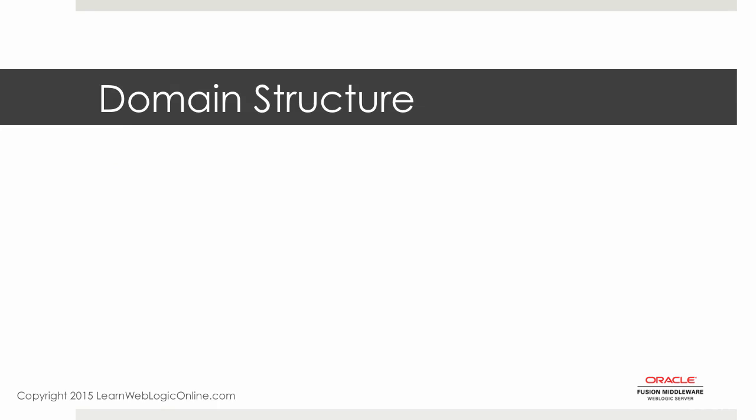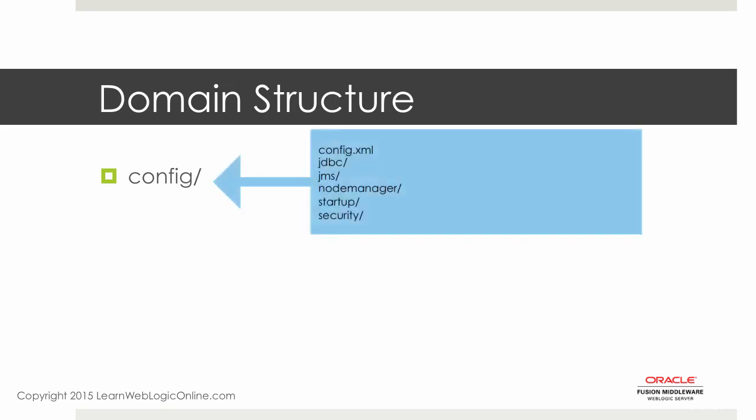So first, let's talk about domain structure. In a WebLogic domain, you have a config directory. Now, the config directory is very important. It contains the domain's configuration. Every aspect of the domain is captured within the configuration directory. The primary configuration file is the config.xml. Inside of here, you will see definitions for various types of systems, subsystems, services, applications, and resources.